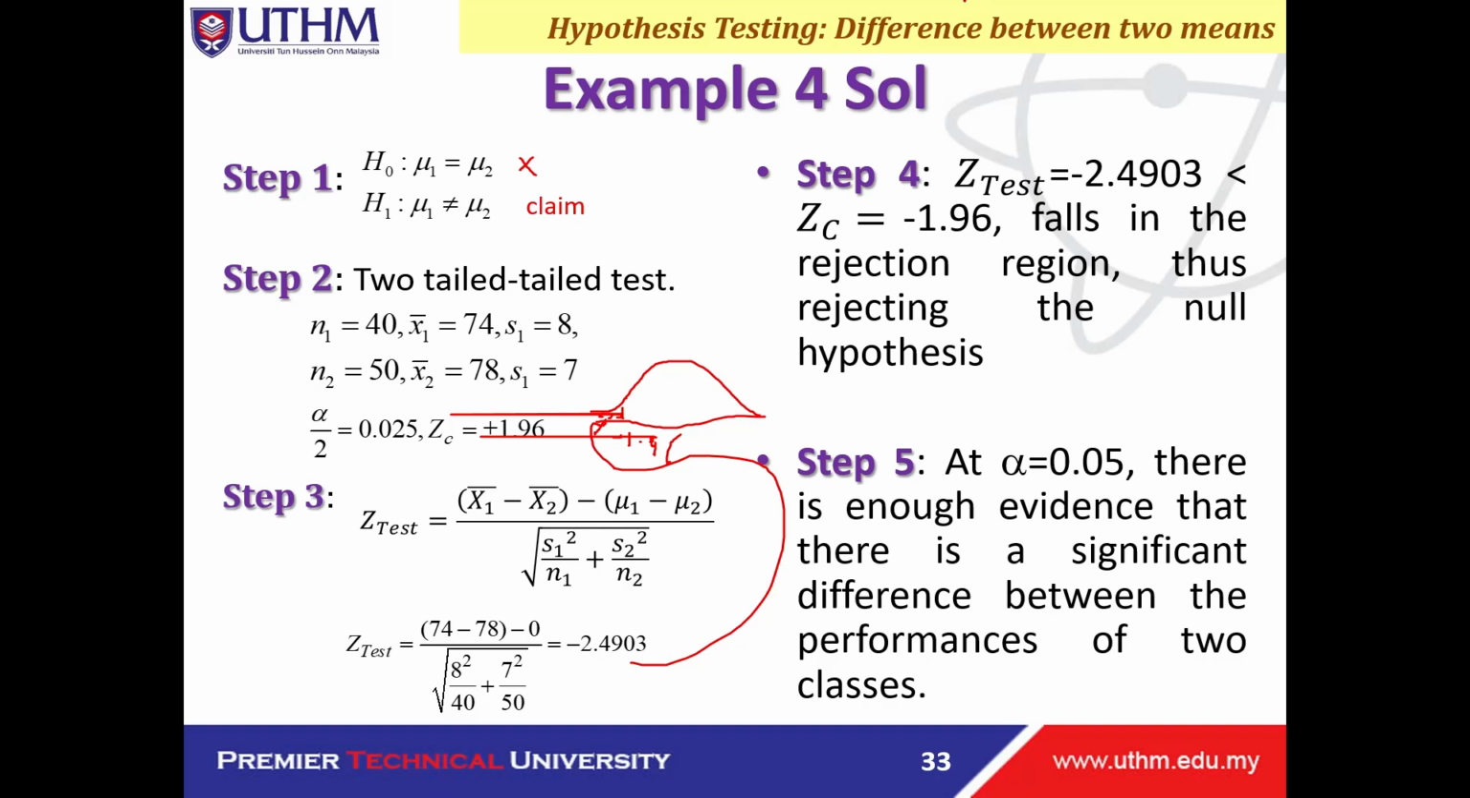So to test a hypothesis between two means, it is still the same 5 steps. Step 1, write down your null and alternative hypotheses. Step 2, write down all the information and the decision rule: if the value falls in the rejection region, then we reject. Step 3, calculate the z test or the t test. Step 4, reject or do not reject. Step 5, the conclusion.